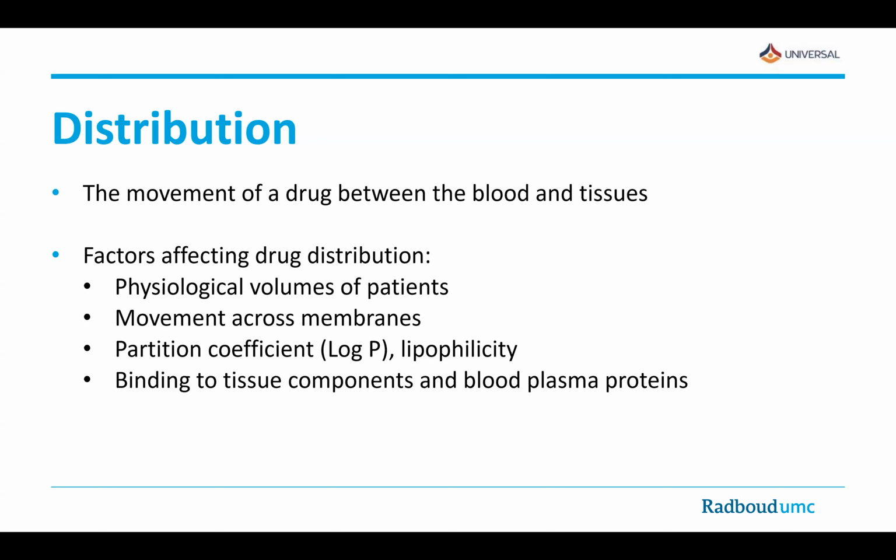There are several factors that affect the distribution of a drug, such as the physiological volumes of patients, the movement across membranes, and by this we mean whether this is an active or a passive process, but also the lipophilicity of a drug, so whether a drug prefers to be in a watery or an oily environment. And lastly, the binding to tissue components and protein in the blood, for example, albumin, because a drug needs to be unbound to be able to move across membranes into the tissue.